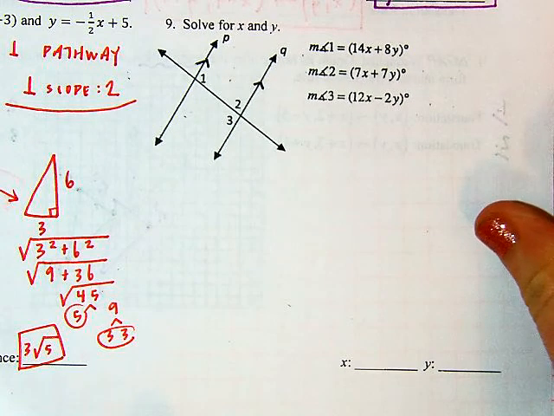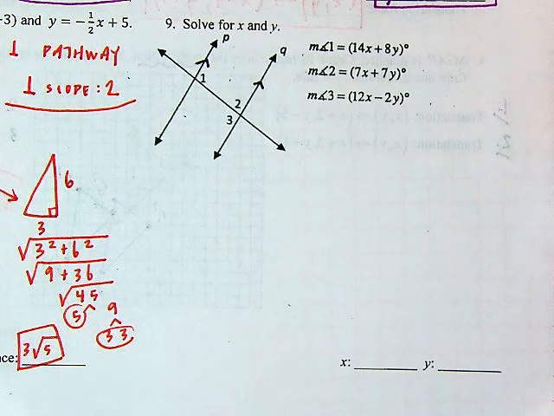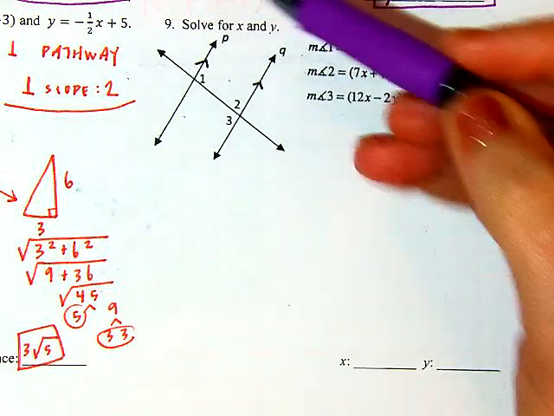So over here, I'm giving you a diagram. We see that we have parallels and a transversal, and I'm giving you the measure of angles 1, 2, and 3, all as expressions. So what I really have to do is look for certain relationships in my diagram to get some equations started. The first one that I see is right here.